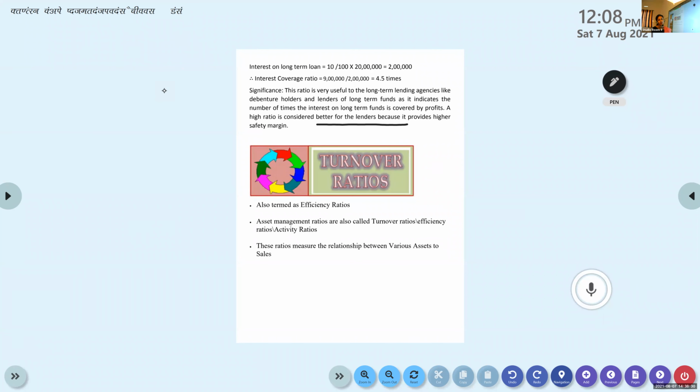Now the next type of ratios, turnover ratios or activity ratios. Activity ratio. What is the main activity of any business? What is the main objective of a business? Femina, what is the main objective of a business?